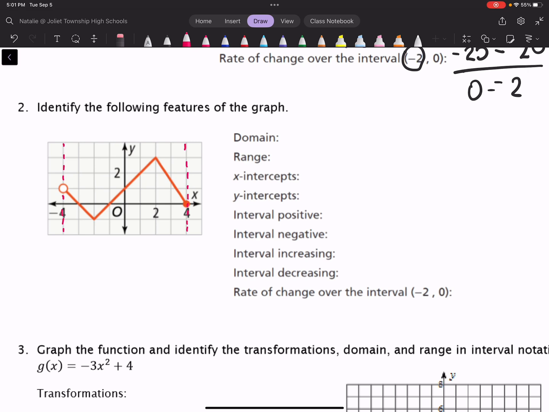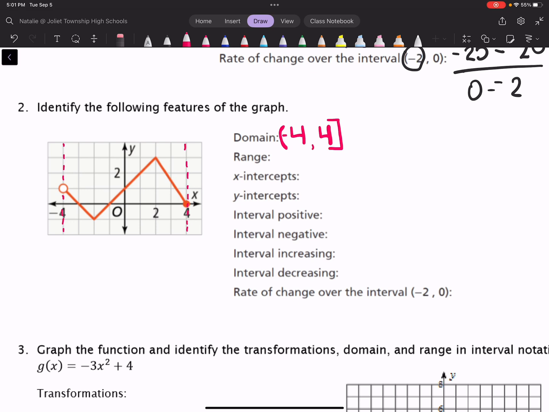So in this case, our x values go from -4 to +4. Okay. But there's an open circle at -4, so we don't want to include -4. There's a closed circle at +4, so we do want to include +4.